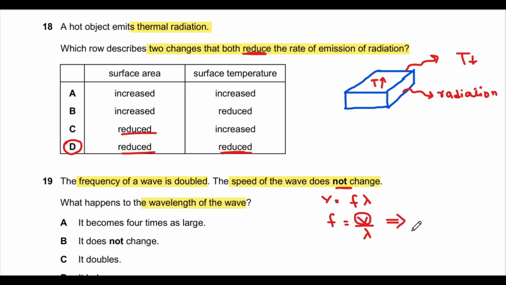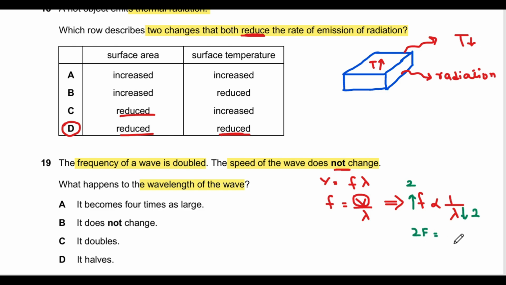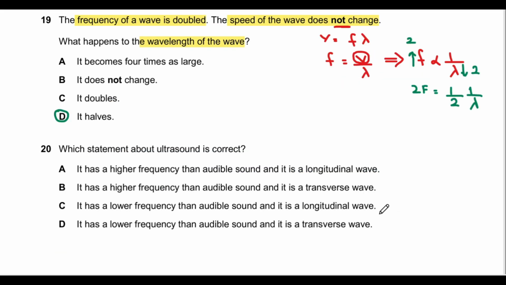That means we can replace V with the proportionality sign. So frequency is inversely proportional to wavelength. If the frequency is changed by the factor 2, wavelength would also be changed by a factor 2. So if frequency is doubled and I rearrange the equation, the wavelength would be halved. So answer number D is correct, wavelength halves.